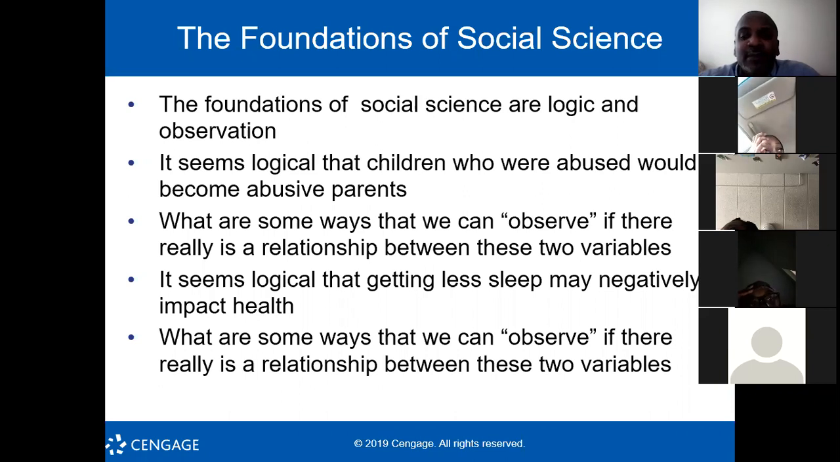But how can we observe if these things really play a role? How might we observe this? Think outside the box. No wrong answers. How can we observe that the reason she's an abusive parent is because she was an abused child? How can we observe that to see that that is the cause and effect, and it's not something else? Maybe she played really violent video games or something.